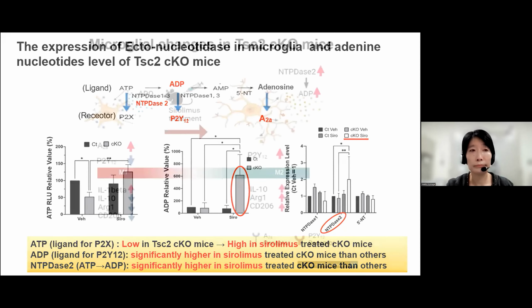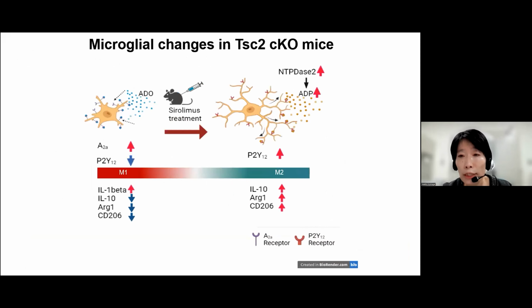To sum up, the TSC2 cKO mice were exhibiting symptoms such as seizures. These symptoms are improved by Sirolimus treatment, but not autism-like behaviors. In TSC2 cKO mice, microglia showed elevated expression of M1 markers and A2A receptor. After Sirolimus treatment, microglia had increased expression of M2 markers, P2Y12 receptor, and NTPDase2. As a result, the microglial morphology changed. These results suggested that microglia in cKO mice are close to the pro-inflammatory state, and that Sirolimus treatment shifts microglia to the anti-inflammatory M2 state, and M2 state microglia may be protective for the nervous system.